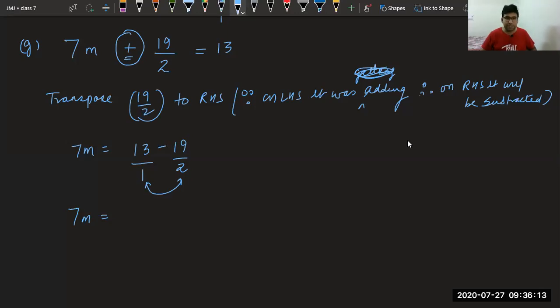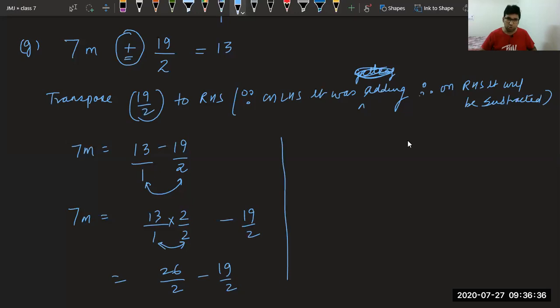Okay, now let's see. LCM is 2. So let me make it 2 only. 13 upon 1 we have. Multiply by 2 and 2. It becomes 26 upon 2, and 19 by 2. For your information, I have done this to make the fractions like those who are not getting this, because you have this tendency to forget everything that you have done. Now we can subtract it.